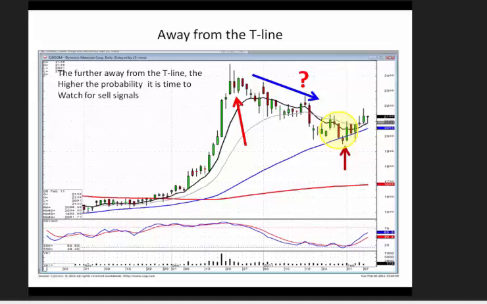Let's see, what other questions. More likely to reverse far from the T-line, also far from anything. The T-line depends on your time of trading. If you're a longer term holder, up here you might take profits because you're waiting for it to come back to the 50. If you're a swing trader like myself, I'm taking profits here, waiting to see what it does back at this level.